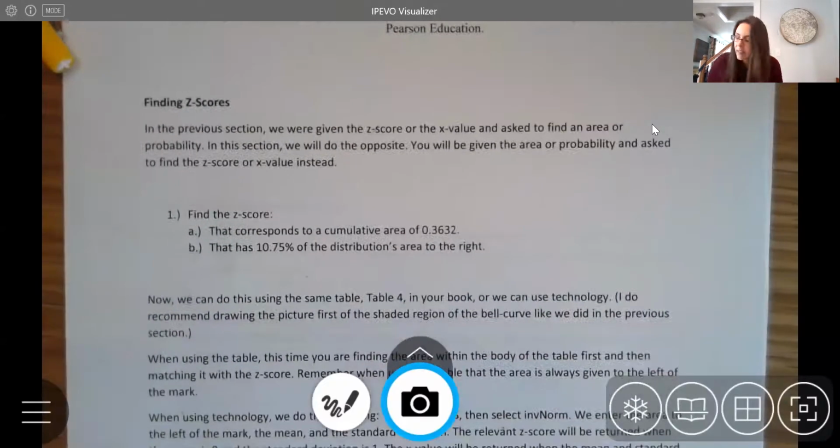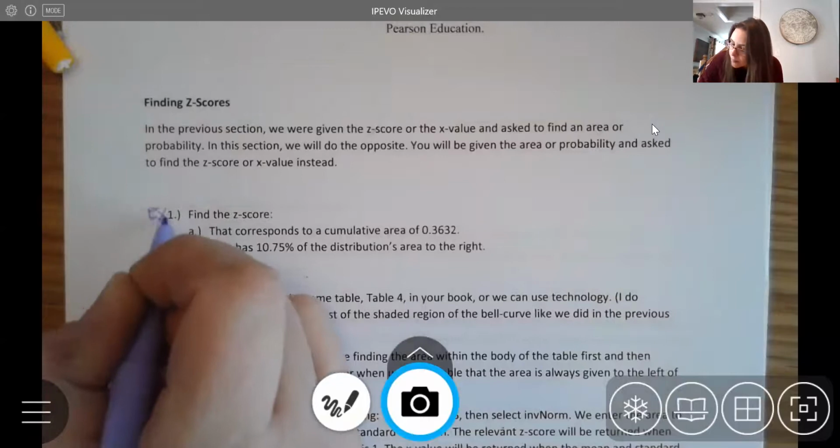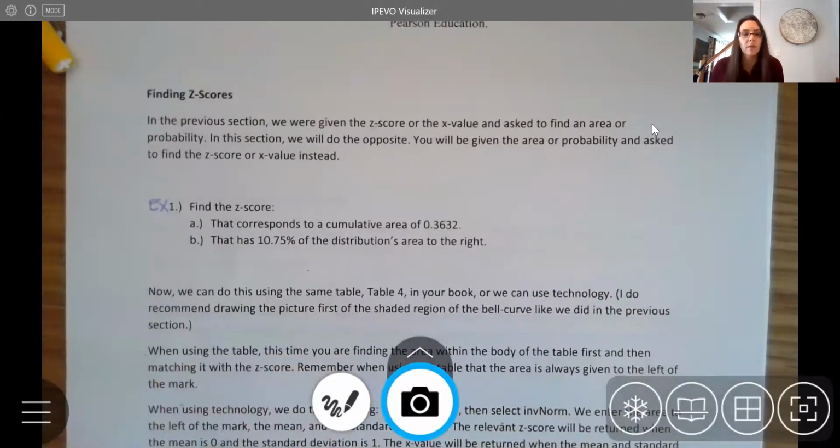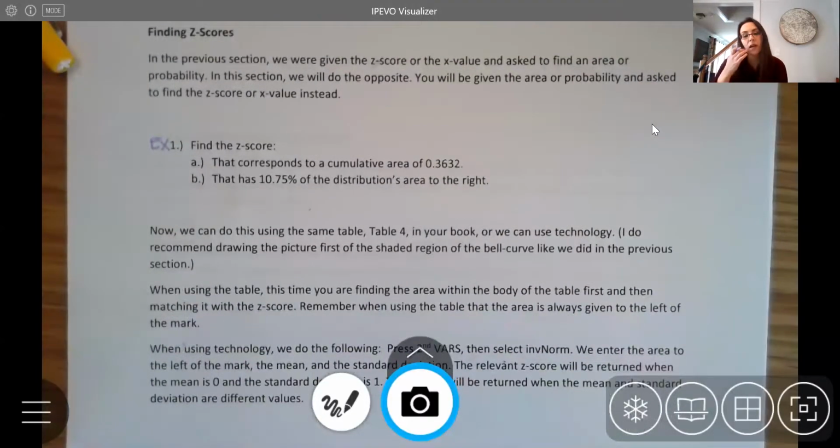So here's our first example. We're going to find the z-score that corresponds to a cumulative area of 0.3632. And then for part B, we're going to find the z-score that has 10.75% of the distribution's area to the right. Now, I'll show you both ways you can do this.